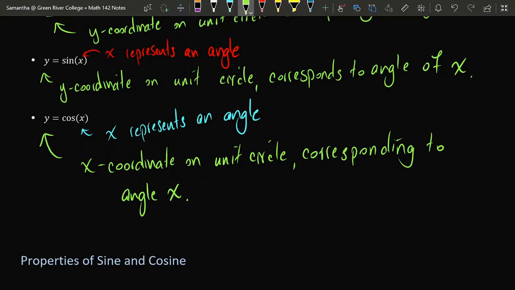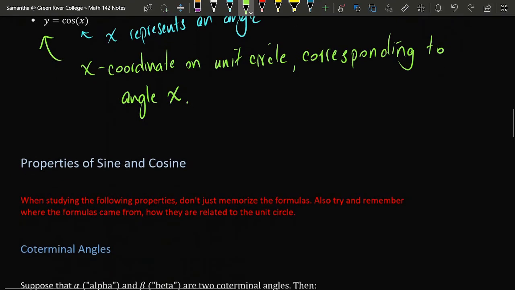So do be on the lookout for that, regardless of the letter that somebody decides to use to nickname the input/output of sine/cosine. The input of sine and cosine is always an angle, and the output is always equal to the x-coordinate on the unit circle or the y-coordinate on the unit circle, depending on whether you're working with sine or cosine.